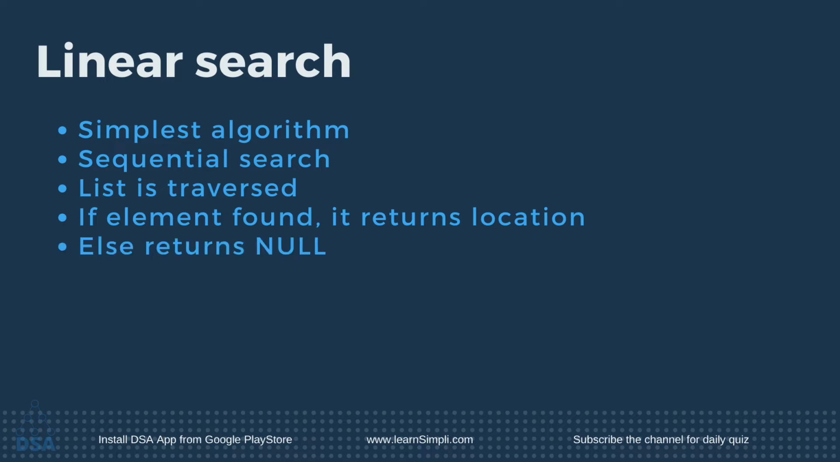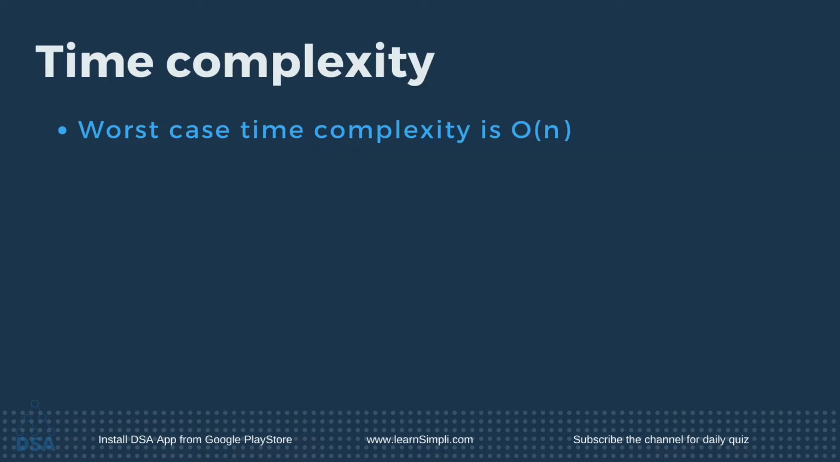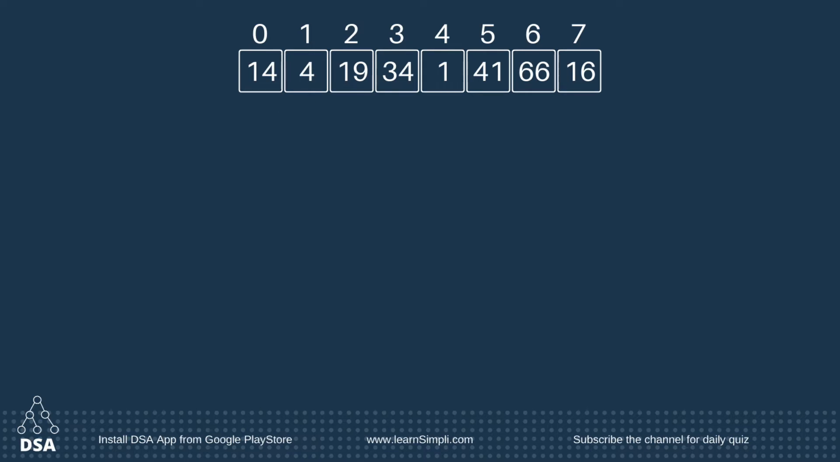It is usually used to search for an element in an unsorted list, that is, a list in which the elements are not sorted. The worst case time complexity of linear search is O(n). To understand the working of the linear search algorithm, let's take an unsorted array. It will be easy to understand with an example. Here I am taking an unsorted array of numbers having n equal to 8 elements, and the last index value is 7. The element to be searched is 41.